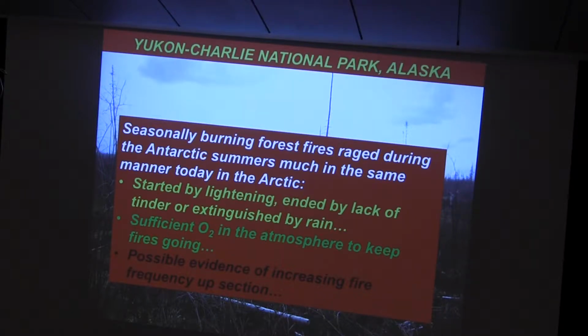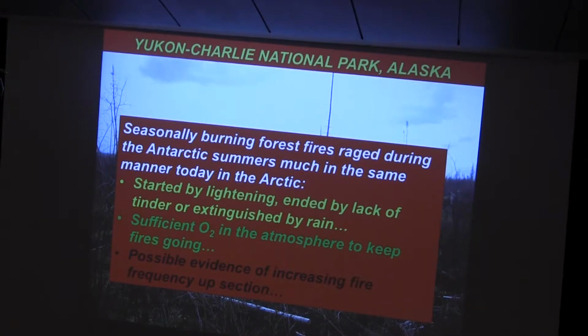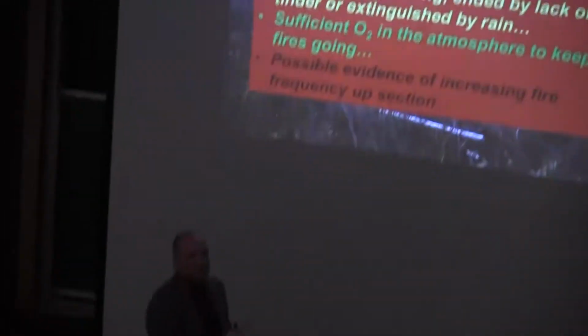We get evidence of that. And what we see in those skyscrapers of section is a possible increase in fire frequency up section, closer to the boundary. So as we go up, we see more and more of this evidence. All right, so that's what we have learned from our work in the Fremont: forest fires, even though there are swamps and lakes and floodplains.